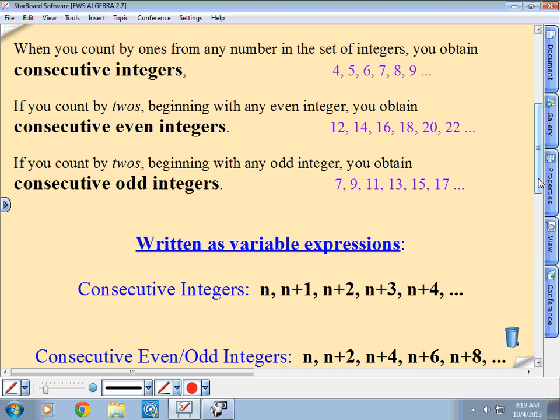It doesn't matter where you start. I could start at -3: -3, -2, -1, 0, 1. Those are all consecutive integers, okay? That's what a consecutive integer is. It's numbers that go right after one another.